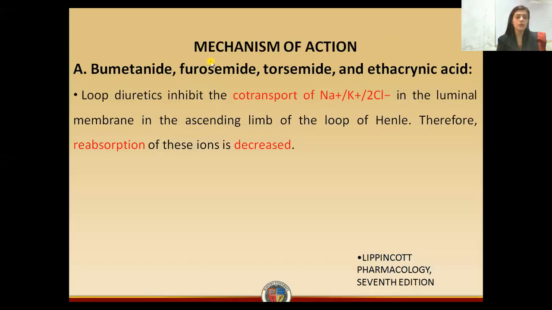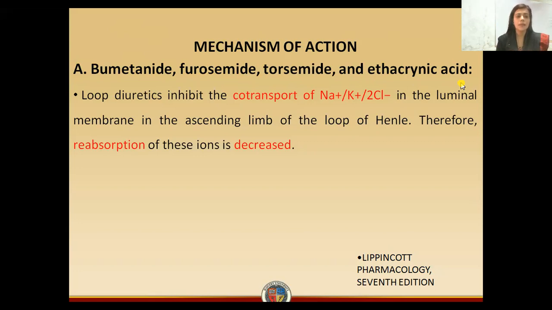In this lecture, we will discuss the mode of action or the mechanism of the loop diuretics, which are also known as high ceiling diuretics. Now, previously we have discussed that there are 4 drugs in this category, which are bumetanide, furosemide, torsemide, and ethacrynic acid. Definitely the mode of action of all these 4 drugs will be the same.